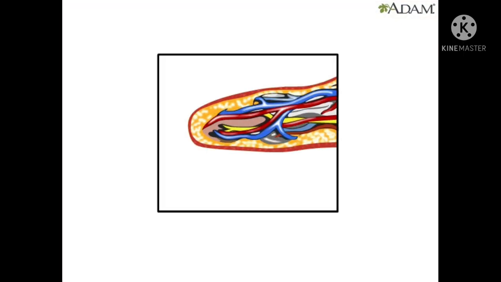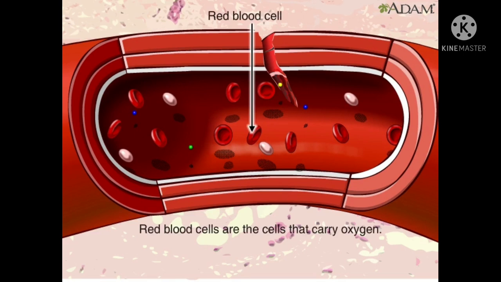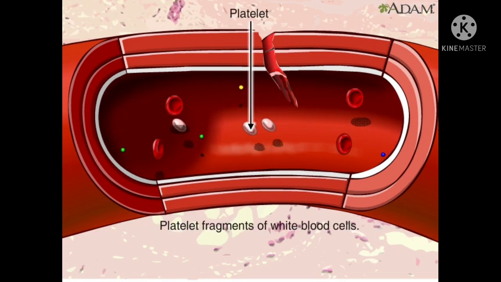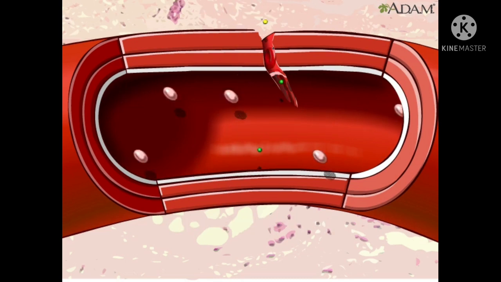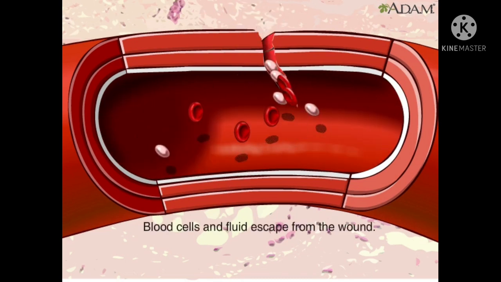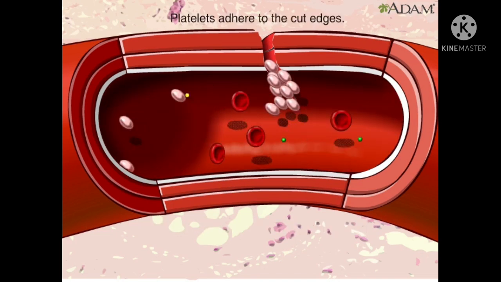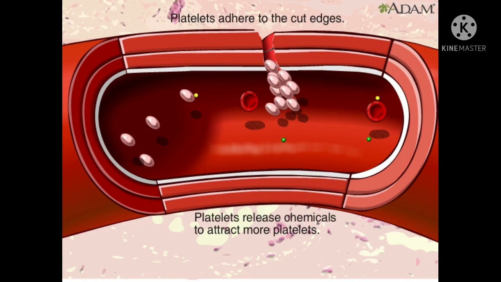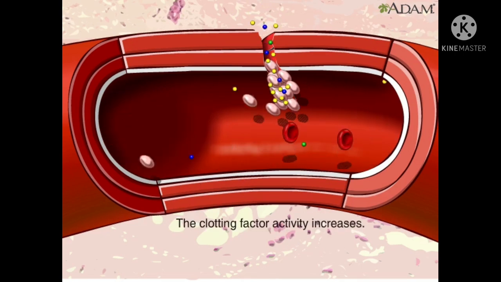During the blood coagulation process, platelets release chemical signals and enzymes to attract more platelets. As a result, a platelet plug is formed to prevent external bleeding. In addition, clotting factors cause fibrin fibers to stick together and seal the wound.